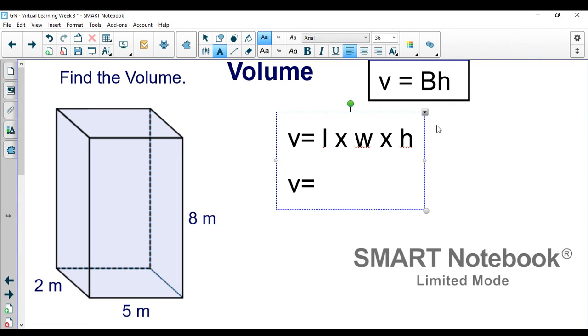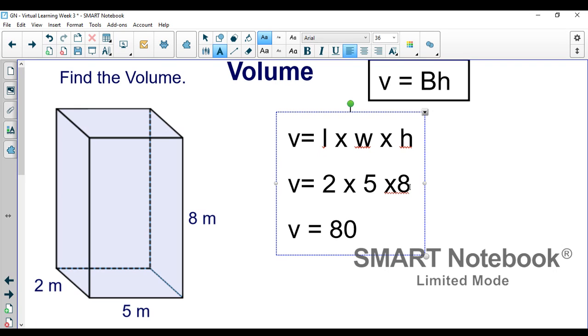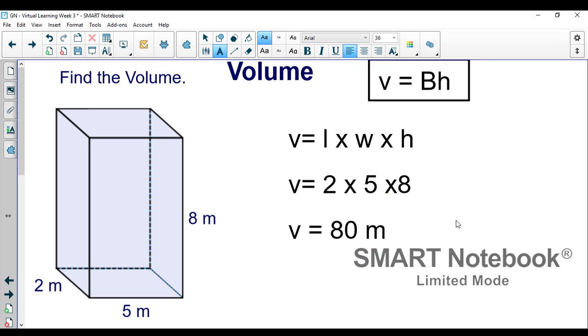So over here, real quick, the length would be 2 times the width, which would be 5, times the height, how tall the entire structure is, times 8. When you multiply that, 2 times 5 is 10, 10 times 8, 80. And we use cubic meters or cubic units to represent volume.